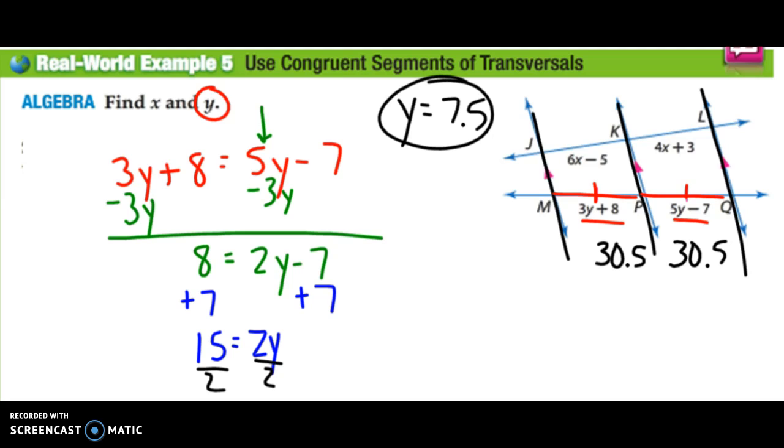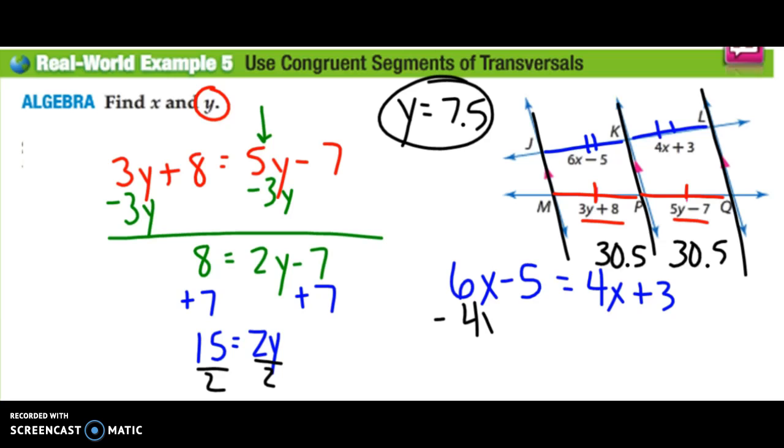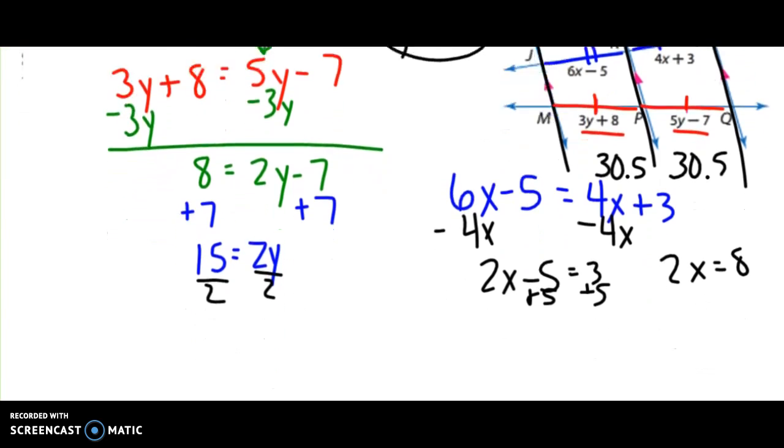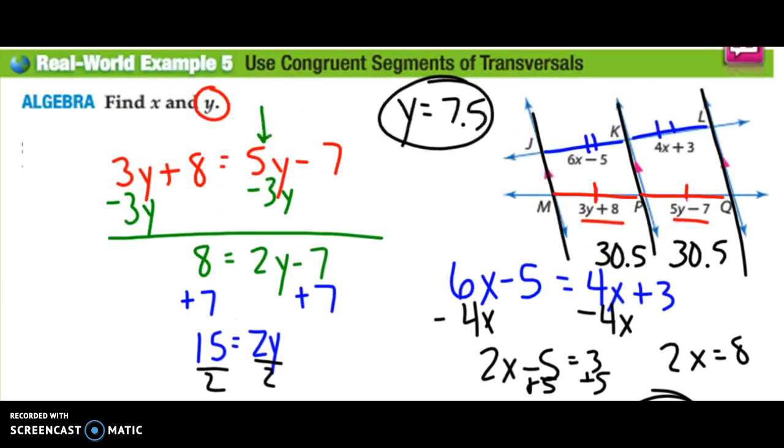So now, since we know that these are parallel lines, we can also tell that JK and KL are going to be equal as well. So to find x, I set it up this way. Now I can subtract 4x from both sides, and I get 2x minus 5 is equal to 3. Add 5 to both sides, I get 2x is equal to 8. So x is going to have to equal 4. So my two values of x and y are 4 and 7.5.